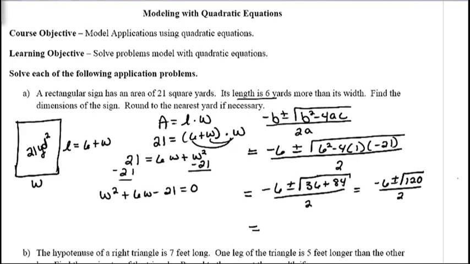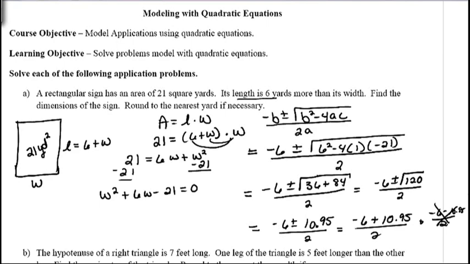So the square root of 120 gives us 10.95. So we have negative 6 plus or minus 10.95, and then divided by 2. And since we're considering a length, there's really two solutions here. Negative 6 plus 10.95 divided by 2, and negative 6 minus 10.95 divided by 2. And this one we don't need to consider because it's negative, and all lengths are positive. So we're just going to compute this one.